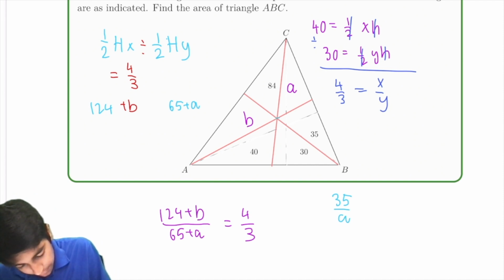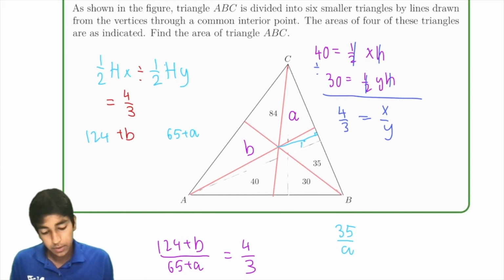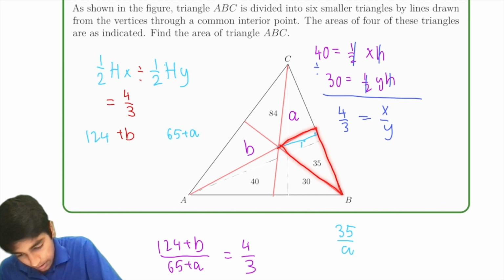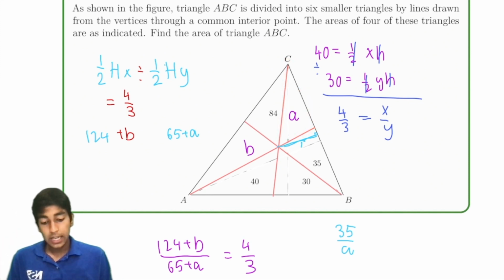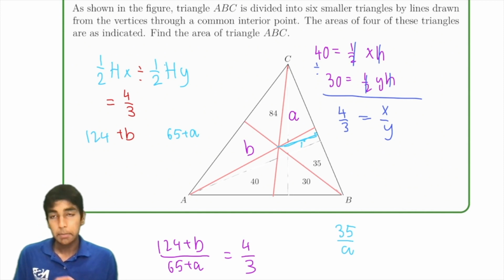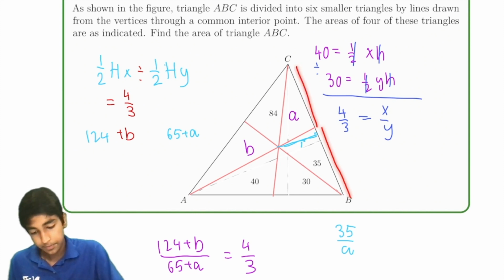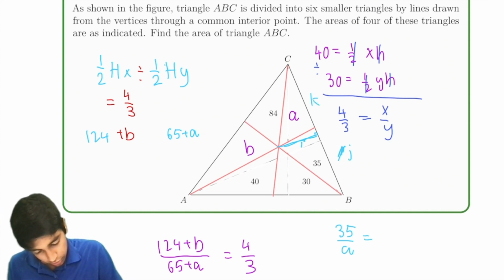And we can again drop some kind of altitude. Let's call it maybe I. So if that altitude is I, then we know that the area of this triangle is just 1/2 base times I, and the area of this triangle is 1/2 of this base times I. So the key thing here is that 35 over A, because they have the same altitude, just like earlier, is the ratio of this base to this base. Let's call them J and K. This is equal to J over K.